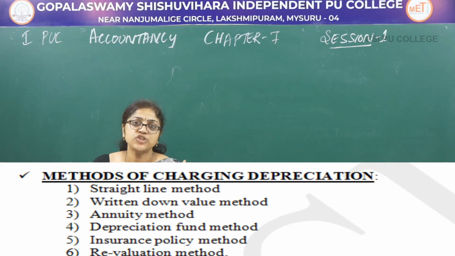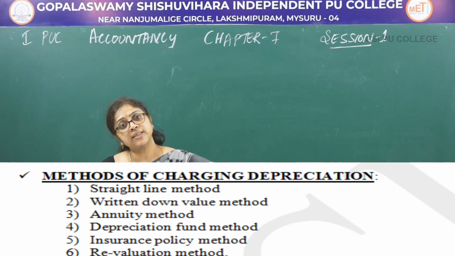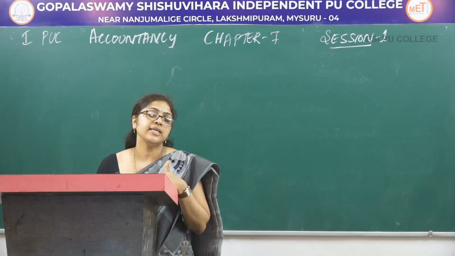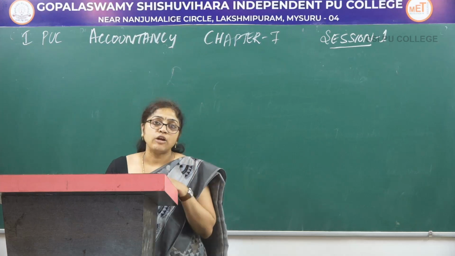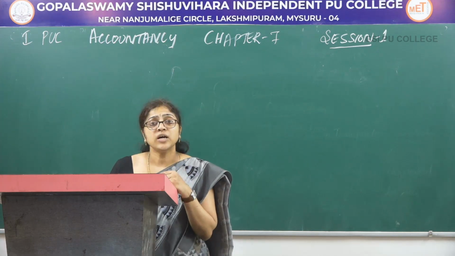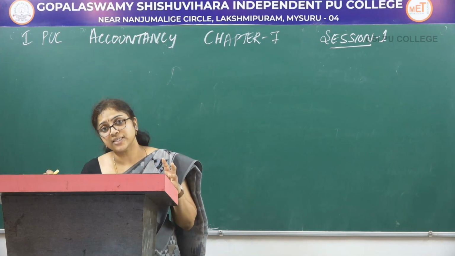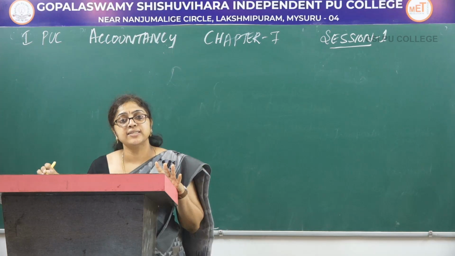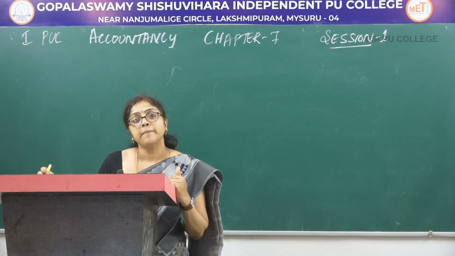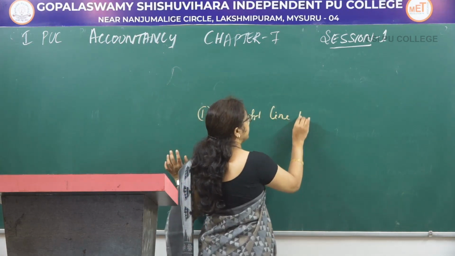Next one, method of charging depreciation. Depreciation is charged under straight line method, written down value method, annuity method, depreciation fund method, insurance policy method, revaluation method. But in this session, we are going to learn two methods of calculating depreciation: one is straight line method and second one is written down value method. Depreciation is calculated based on the type of the asset, nature of the use of the asset and circumstances prevailing in the business. So first method is straight line method.